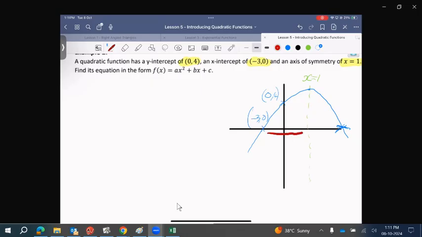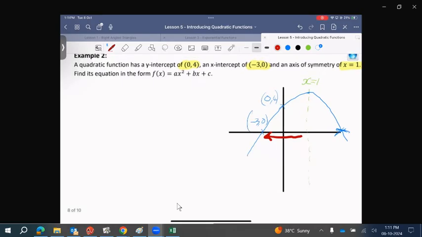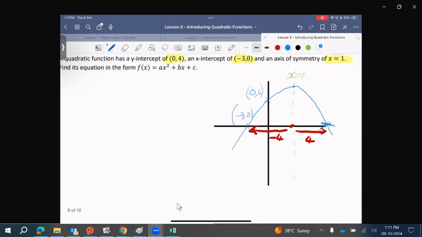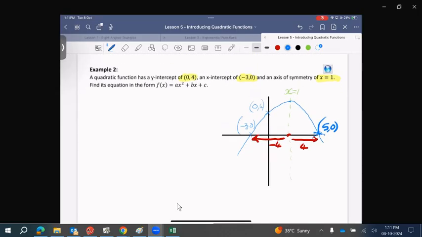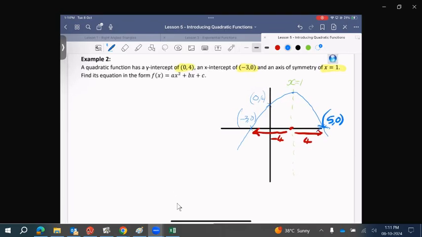So what distance is that? How far from the axis of symmetry are we traveling? This is at 1, and this is at -3. This is -4. So we need to go in that direction by 4. So what is the coordinate of that other x-intercept? This is 5, 0.